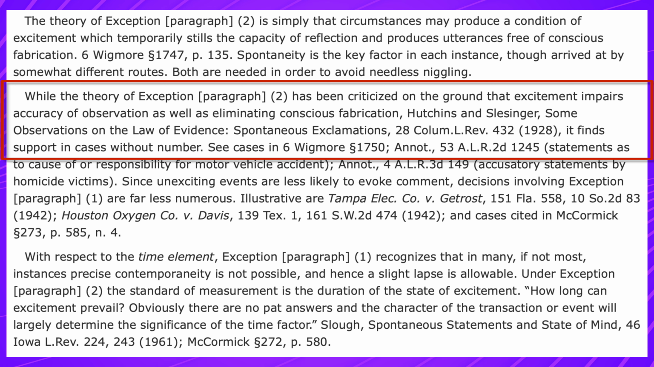The next note states that while the theory of exception, paragraph 2, aka excited utterance, has been criticized on the ground that excitement impairs accuracy of observation as well as eliminating conscious fabrication, it finds support in cases without number. So what this note tells me, if I read in between the lines, is that if I'm the lawyer making the hearsay objection, opposing the statement that's being brought in, and unfortunately opposing counsel was able to successfully argue excited utterance, and that statement does come in through excited utterance, what I need to do at that point in time is wait for my cross-examination and paint the picture that the statement doesn't have credibility because the declarant's senses and perception were impaired by the stress of the situation, and hope that I'm able to convey that with a killer cross that ultimately registers with the jury.